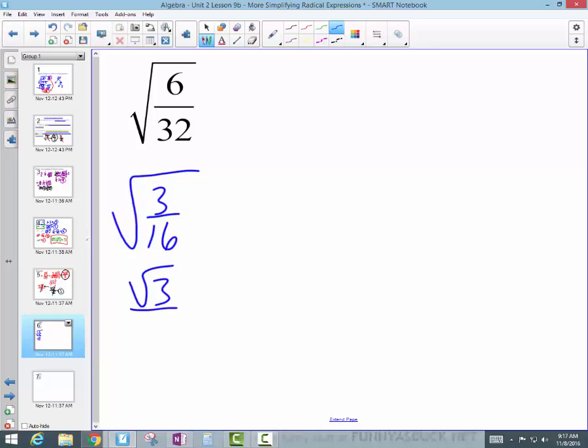Well, that's the square root of 3 over the square root of 16. And guess what? Square root of 16 is 4, and I'm left with square root of 3 over 4. And I've got my final answer. And I didn't have to do any of this complicated stuff.